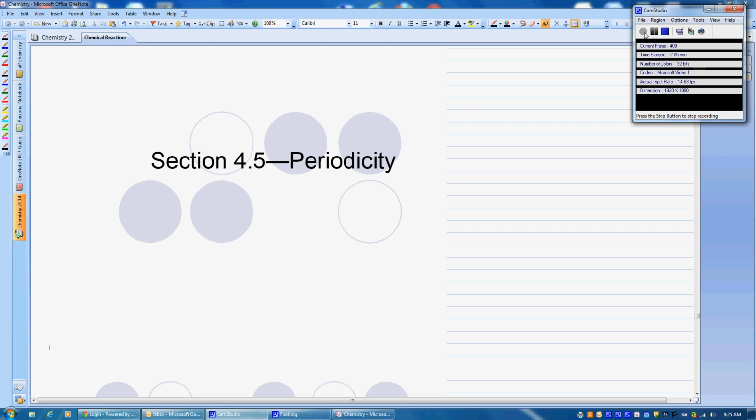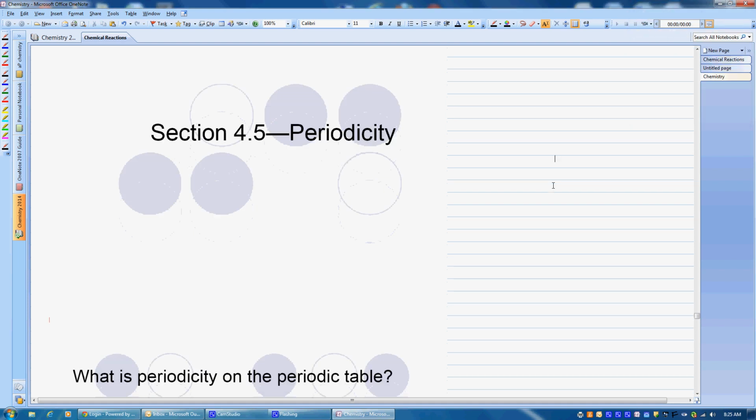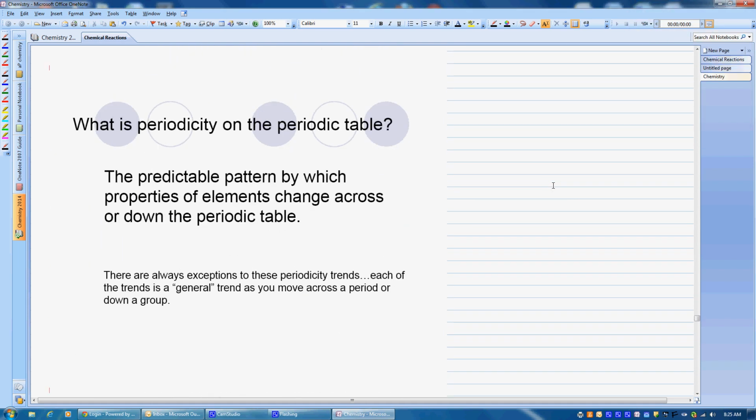Periodic trends we describe as periodicity. This is just the repeating patterns we see over and over in the periodic table, a predictable pattern that changes as we go either across or down the periodic table. Now, there are always exceptions to these trends. In general, this is what we see. There might be one or two that don't fit exactly, but in general, these are the trends.